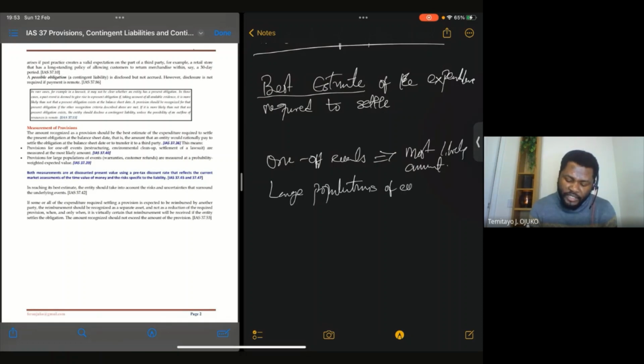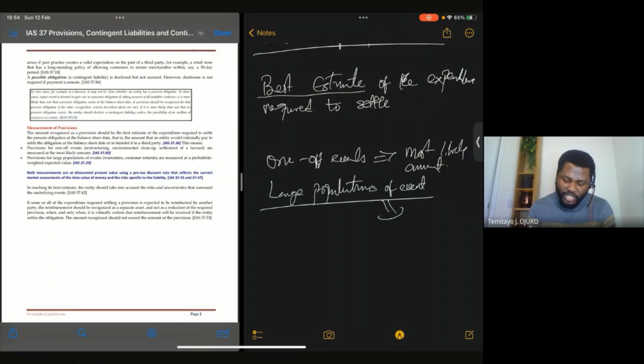Two, provision of a large population of events. Now, what is this? For example, you are selling 100 goods to people and you're looking at what number of people are likely to return them. For example, out of these 100, we expect that 30% will return. That is a typical example of a large population. And this is always based on probability weighted expected value.